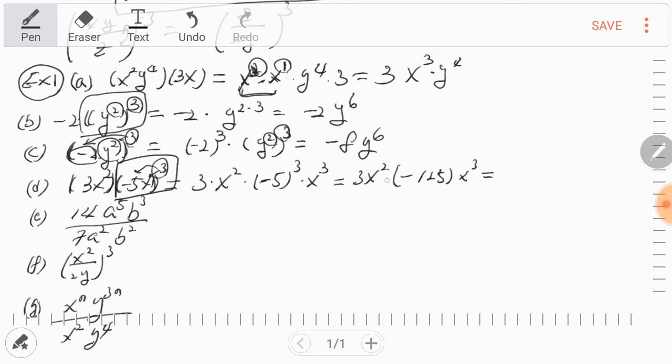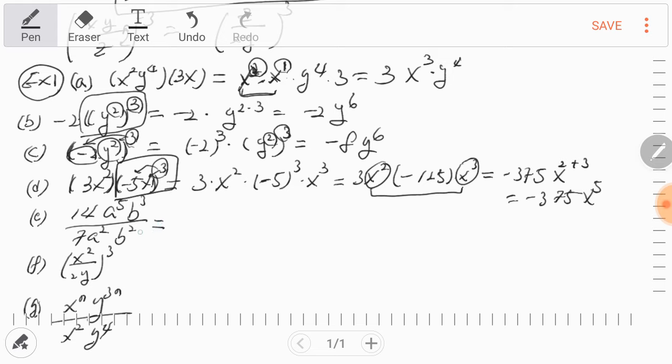And then multiply the numbers. So 3 times -125 is -375. How about x? The factors: multiplying x squared and x cubed. And then x to the what? 2 plus 3. So what we do is add the powers. So -375 x to the 5th power.